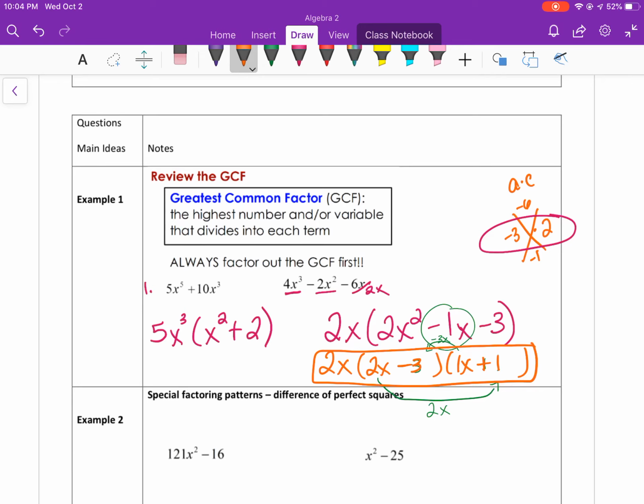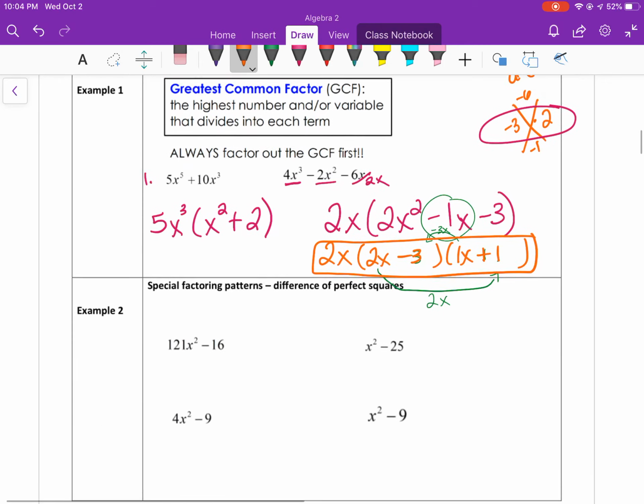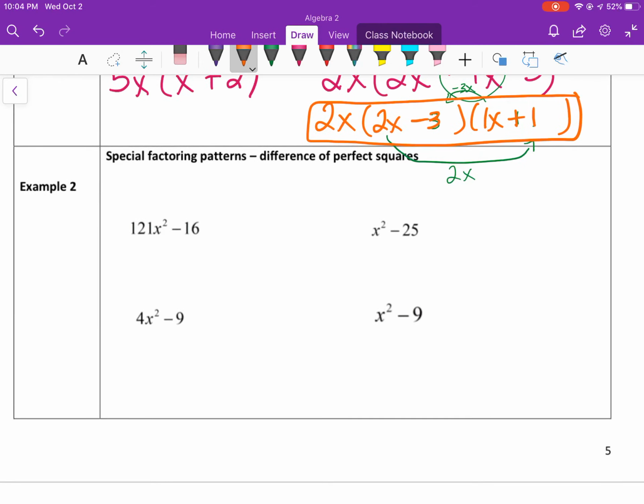But you definitely want to factor out the greatest common factor first and get it down to a quadratic trinomial before you factor any further. Okay, special patterns, difference of perfect squares.